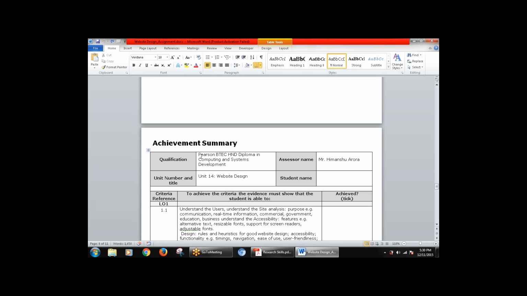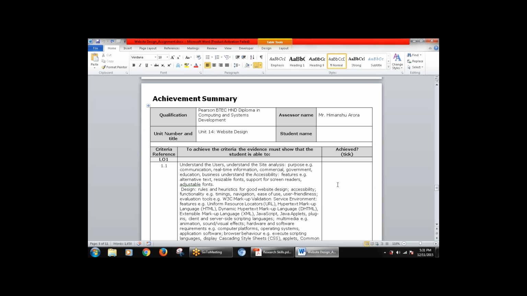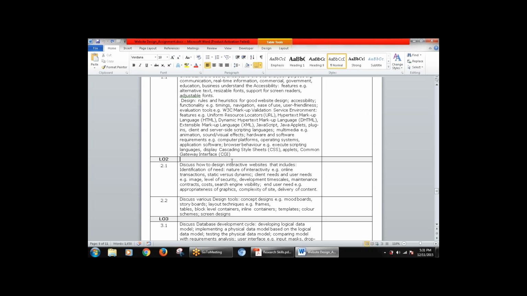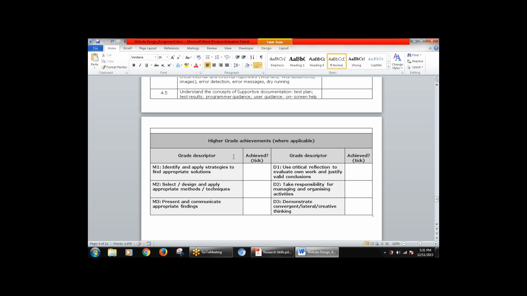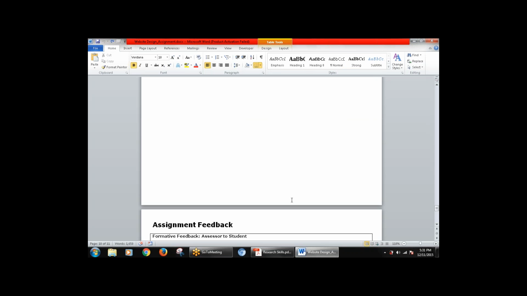And then there is the achievement summary. Whatever you achieve, that is the summary of the achievement. The qualification and name are the same. In this you have to give the student name. This is the LO1. This is the achievement summary that is prepared by me, the assessor. Whether it is achieved or not, yes, tick. This is achieved, yes, tick, tick. LO3 ticked, LO4 ticked. Then high grade achievement where applicable, tick, tick, tick, tick. This is from my side, whether you have achieved the M1, M2, M3, D1, D2, D3 and then D5.